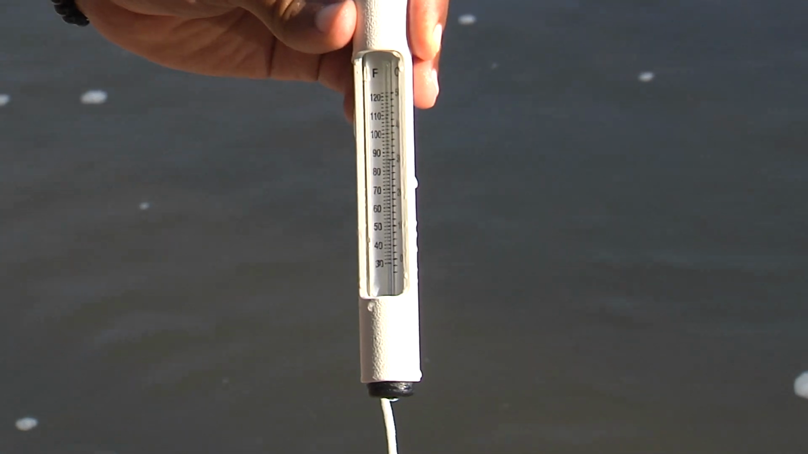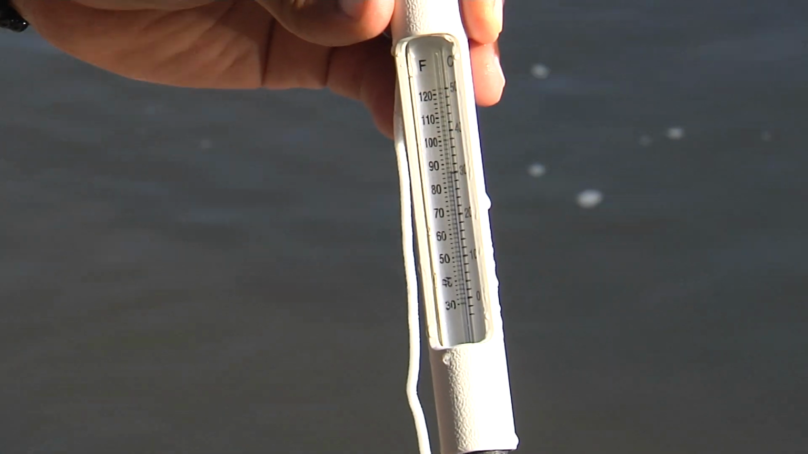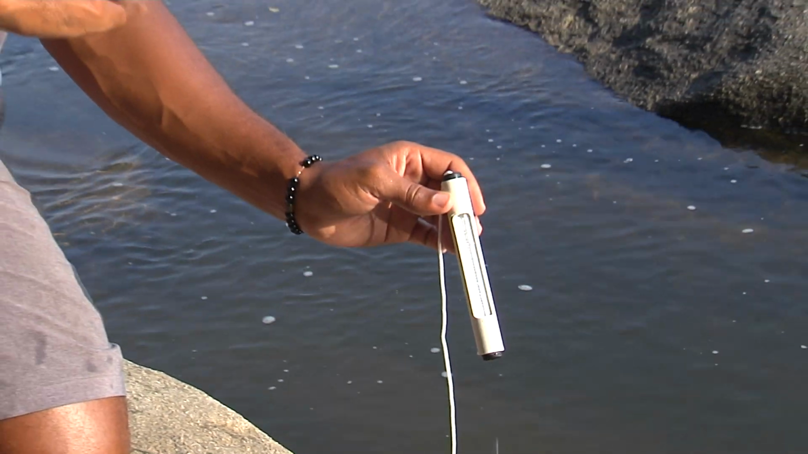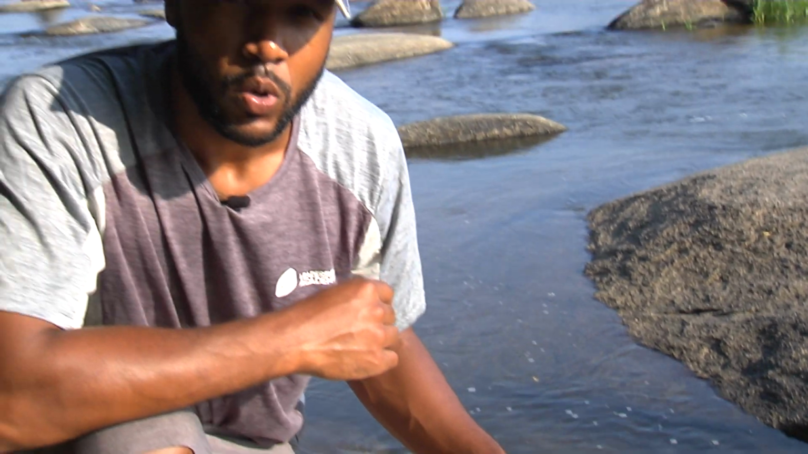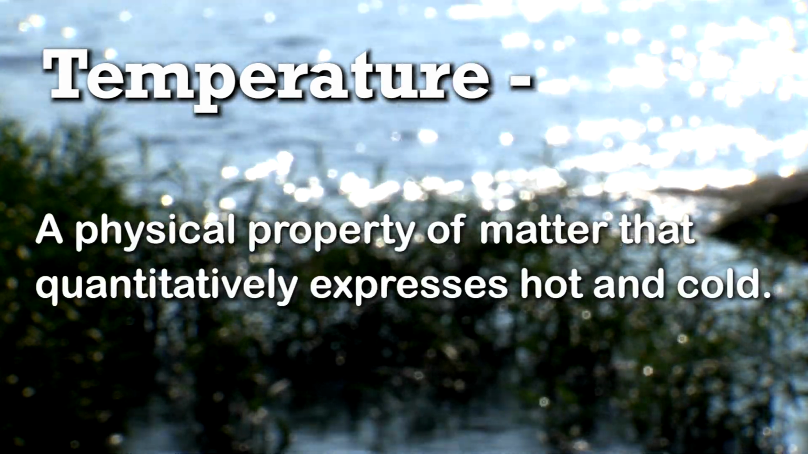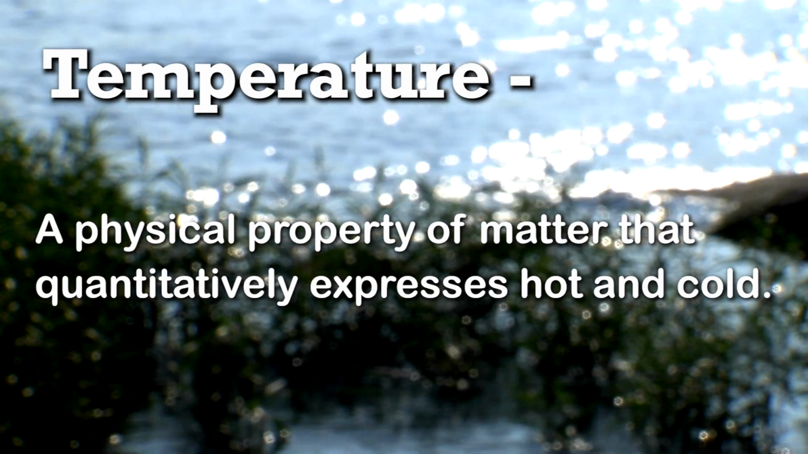This morning, our temperature is 30 degrees Celsius, which is about 86 degrees Fahrenheit, which is fairly normal for this time of the year in the James River. Why is temperature important? Because we could see thermal pollution, which is excessive heat found in our waterways. The definition of temperature is a physical property of matter that quantitatively expresses hot and cold.